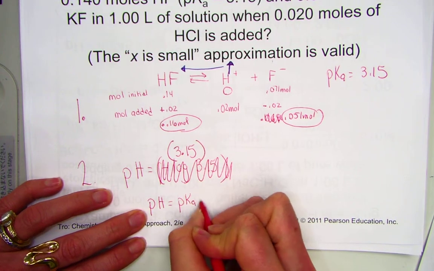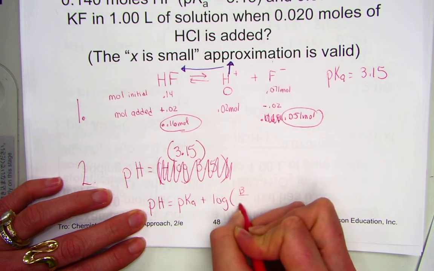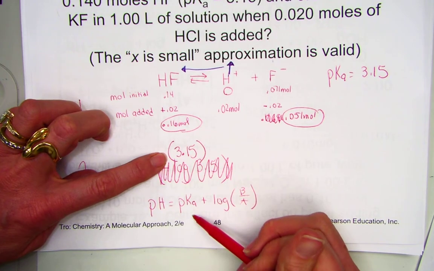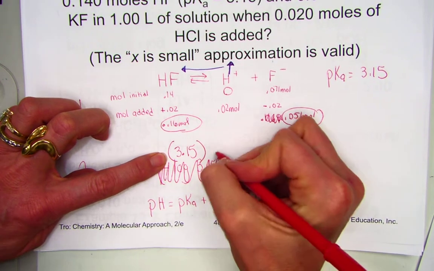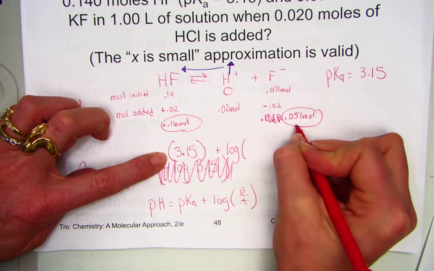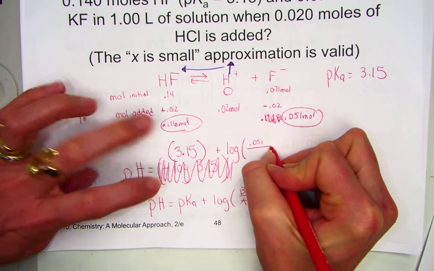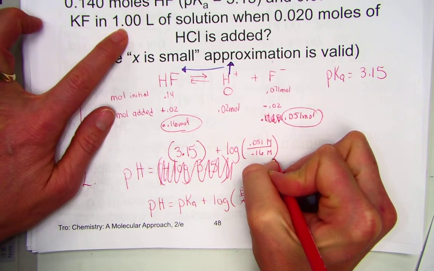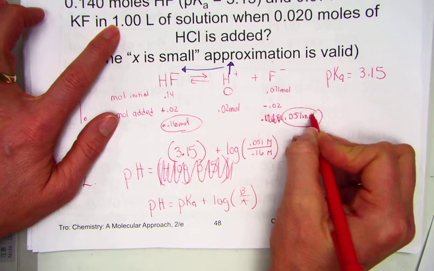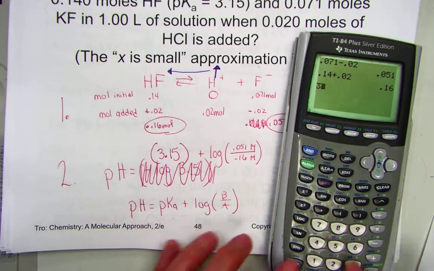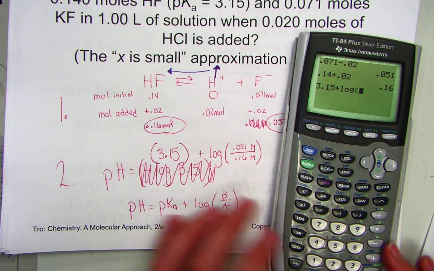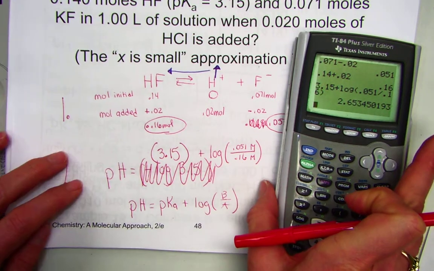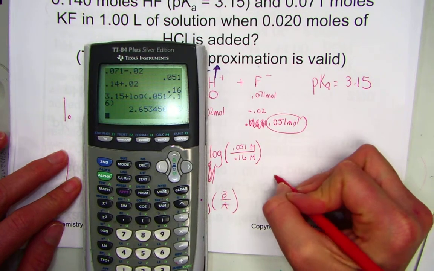pH is pKa plus the log of the ratio of base over acid. Henderson-Hasselbalch. Since they gave me pKa, that's what I need, just directly into the formula. pKa is 3.15. Then I take the log of the ratio of base, 0.051, over acid, 0.16. And those are big M molar units. The volume of our container was 1 liter, so moles per liter will match. And we'll hit it. 3.15 plus the log of the ratio, 0.051 over 0.16. And we get a pH of 2.65 units.